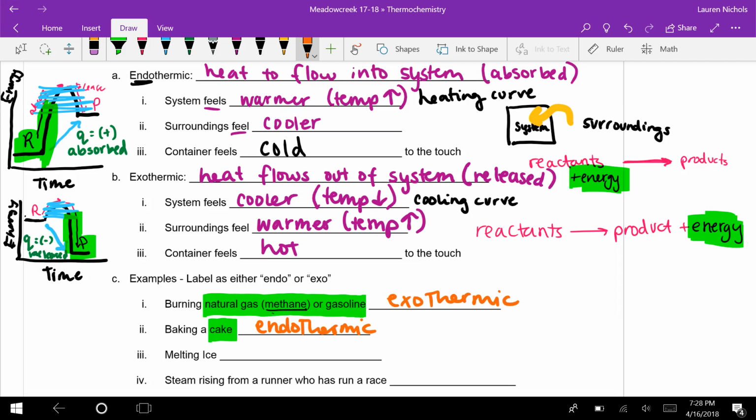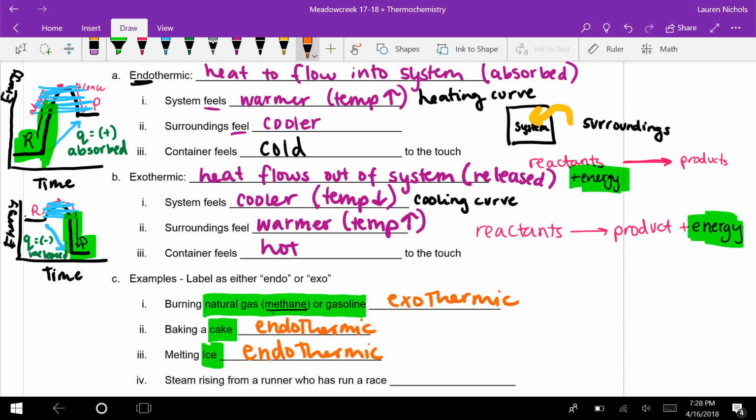It's releasing energy that is being absorbed by the cake, which is endothermic. Now, for melting ice, if ice is our system, in order for ice to melt, energy has to flow into the ice, and so it is endothermic. And you know that if you've ever held a piece of ice in your hand, it feels extremely cold, and that is because the heat is leaving your hand, leaving your body, and going into the ice in order to break those intermolecular forces and turn it into a liquid.